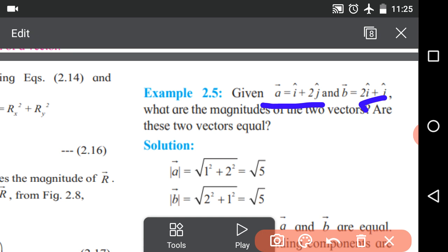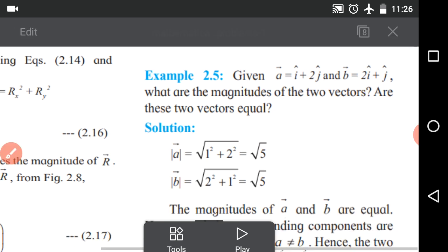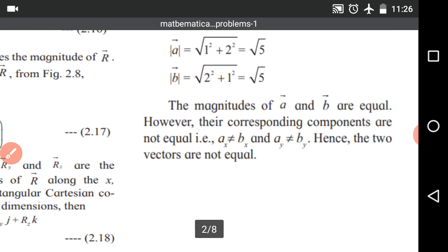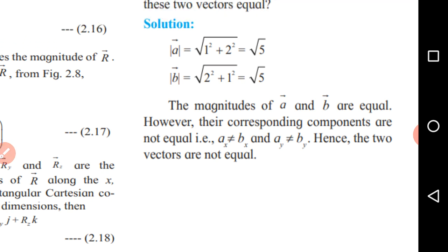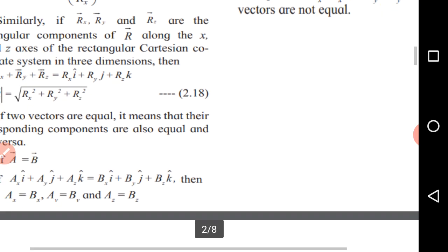Now if two vectors are equal, then both must have the same x component and the same y component. But if you check vector A, the x component is 1 and the y component is 2. So no need to go further. The y component is 2 and the x component is 1, so the vectors are not equal. Though their magnitudes will be the same, the vectors are not equal.